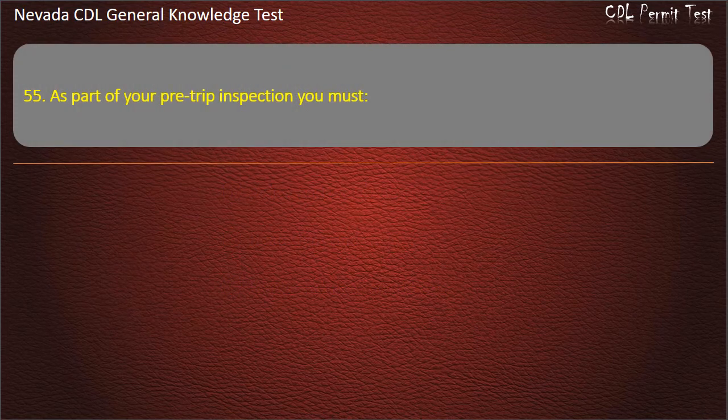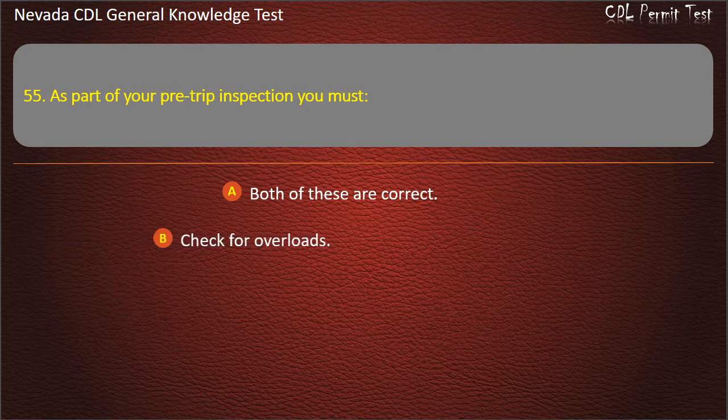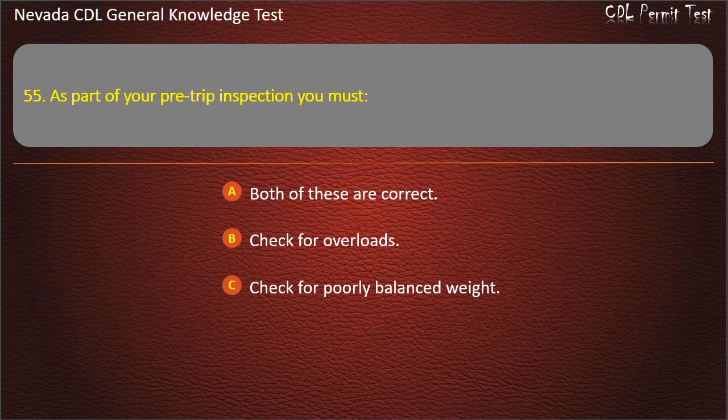Question 55. As part of your pre-trip inspection, you must. Both of these are correct. Check for overloads. Check for poorly balanced weight. Answer. Both of these are correct.